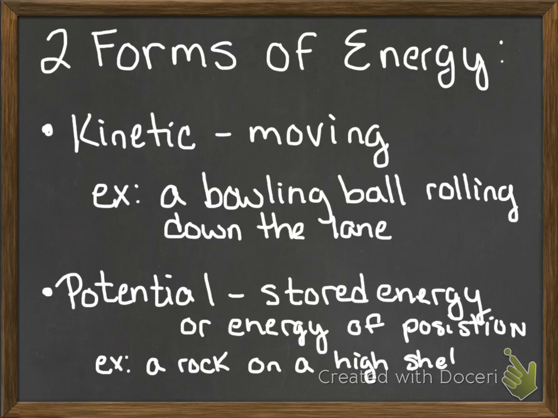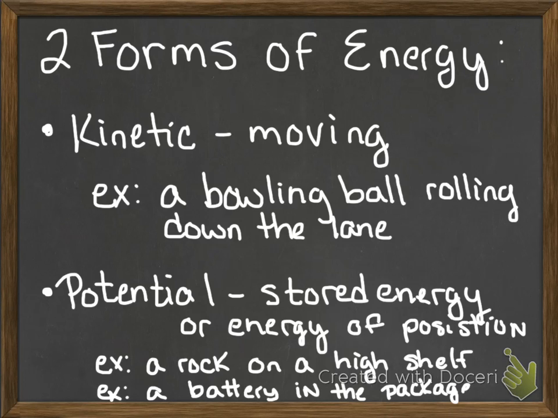Here's an example. If I have a rock on a high shelf, that energy is stored because the rock is on a high shelf. That's a high position, and it might fall down, giving it a lot of velocity as it falls. Another example of potential energy is a battery that's in the package. If you've got a battery that's not hooked up to anything, it still has that energy there. We would say that that's potential energy.